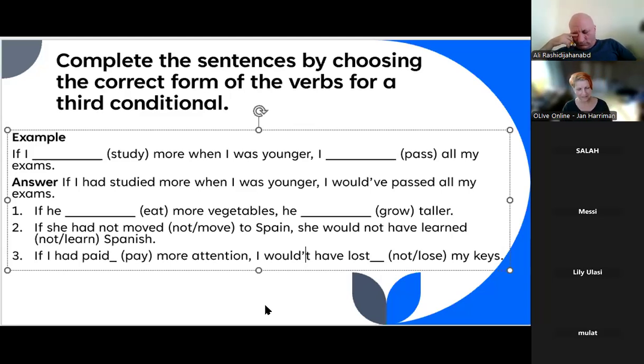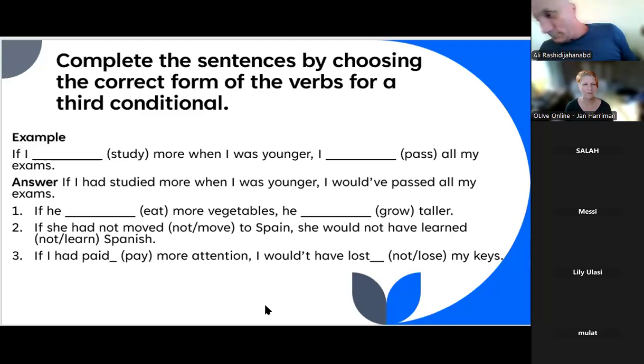Right. So, there we are. We now know how to regret the past. We know how to imagine a different past. And I suppose possibly blame somebody for our problems. So, very well done. Let's listen to another problem.